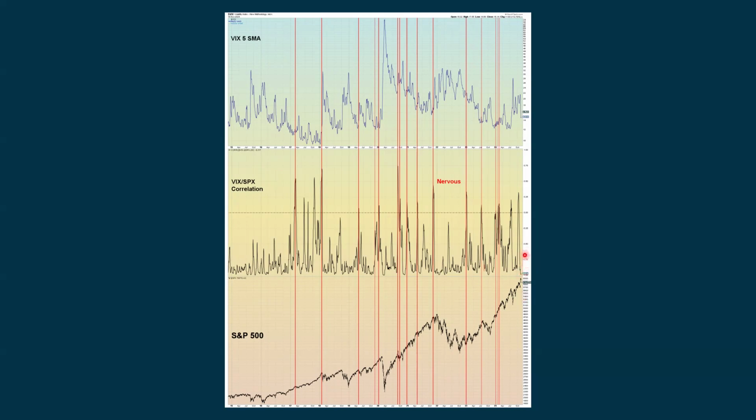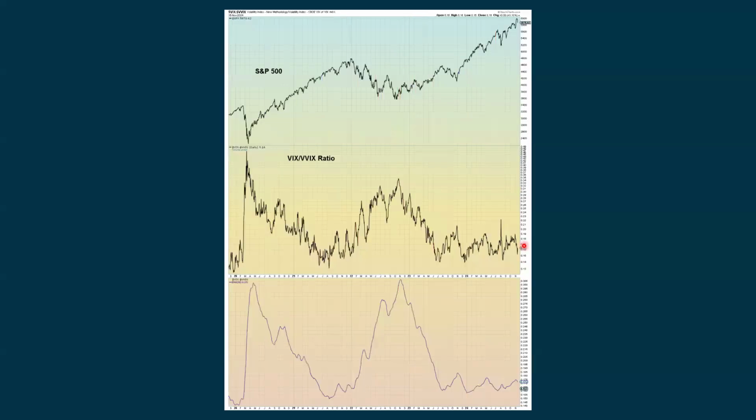We'll have to see if it's going to turn and go back up if we see more pressure with the S&P 500. We look at the VIX and then take a ratio of a thing called the VVIX, or the volatility of the VIX.